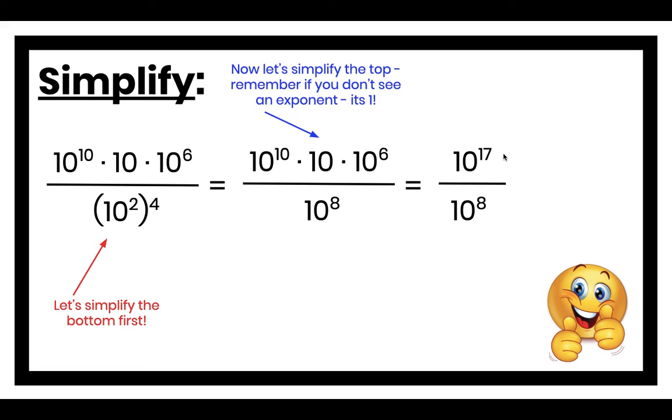And our last step is just dividing powers, so we subtract our exponents, keeping our base of 10. So our answer is going to be 10 to the 9th power. 17 minus 8 is 9. 10 to the 9th power.